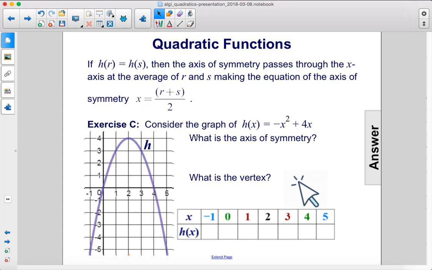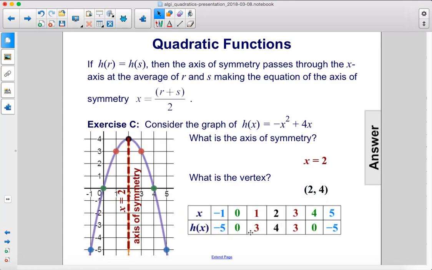Exercise C. Consider the graph of h of x equals negative x squared plus 4x. What is the axis of symmetry? What is the vertex? Well, once we plot some numbers and graph it out, we see that the axis of symmetry is x equals 2. The vertex is at 2, 4.